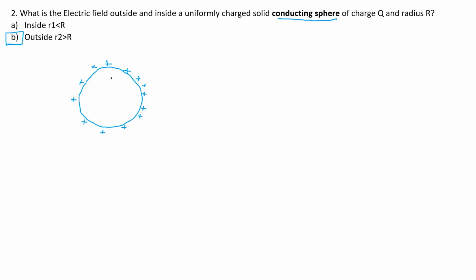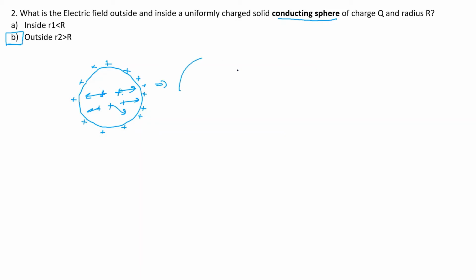So this is a conductor, right? Conductor means what? Let's say you give it some charges. Charges can move through a conductor, right? So when it is charged, can these charges stay like this? No, right? They repel each other, so they will go far away from each other as much as possible.